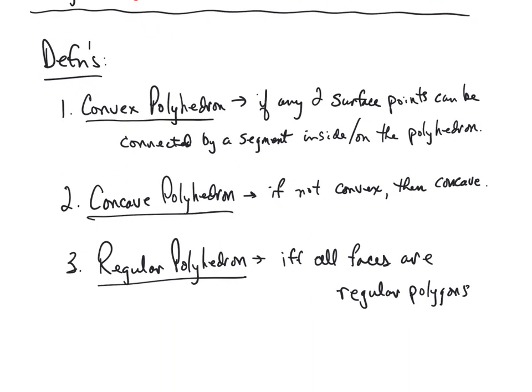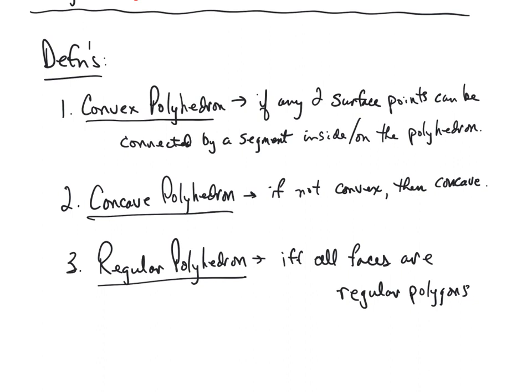Okay? All right. So just a couple other little things, and then we'll button up this video. A couple more definitions. First, a convex polyhedron and a concave polyhedron. Now, the definition for a convex is, it's convex if any 2 surface points can be connected by a segment that's either inside or on the polyhedron. And concave is really simple. If it's not convex, then it's got to be concave.